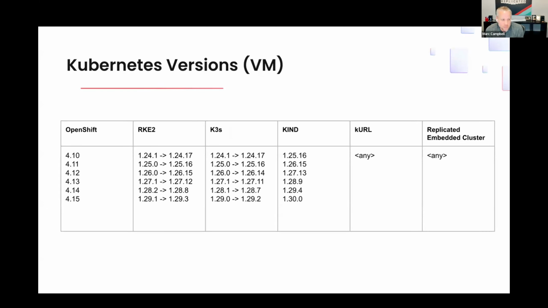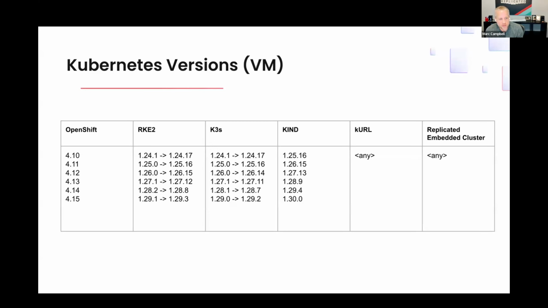For VM-based distributions, we support a lot more. Often here, we support the patch versions of Kubernetes if you want to get to that level of granularity. We have 6 versions of OpenShift that we support from 4.10 to 4.15. And it's definitely worth testing your application on OpenShift.